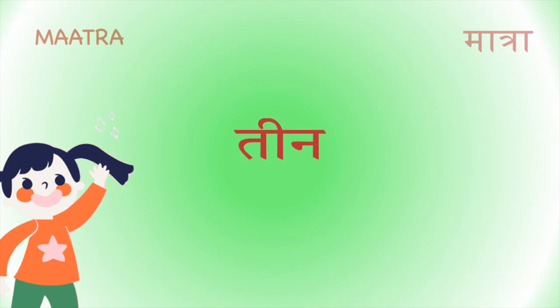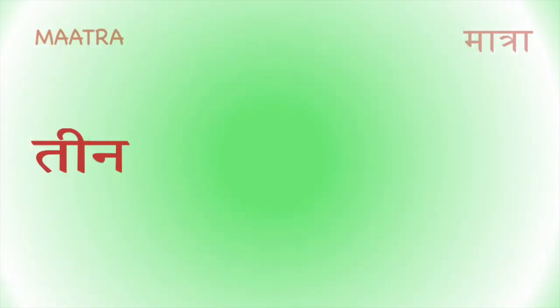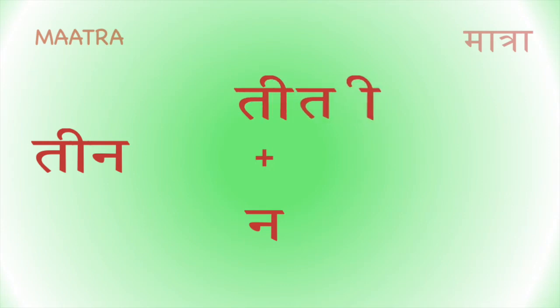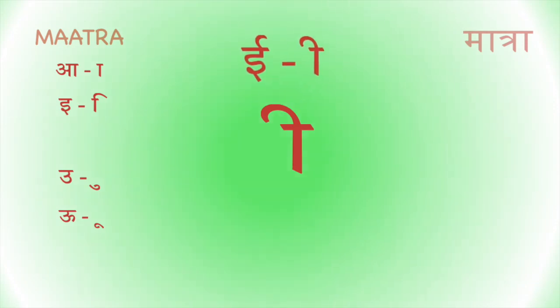That's the word teen. Teen, which is three. Teen is formed by adding tee to the letter N. Tee and n. And tee is formed by adding a Maatra to the letter t, and that Maatra made it tee. Can you tell me which Maatra is this? It is badi ki Maatra.